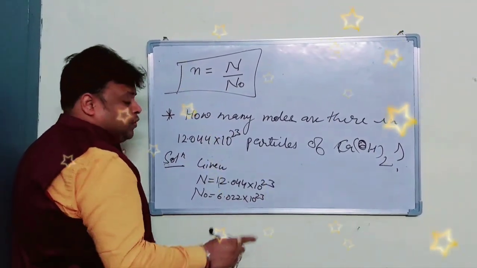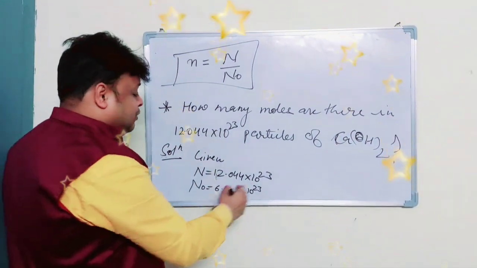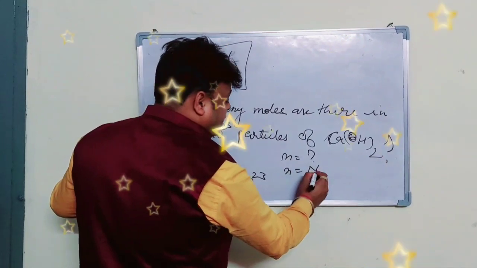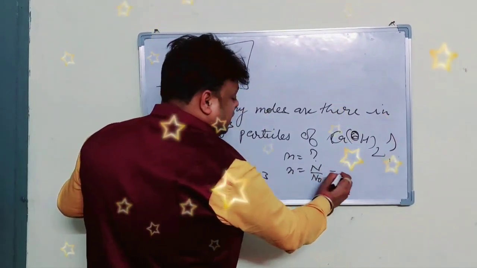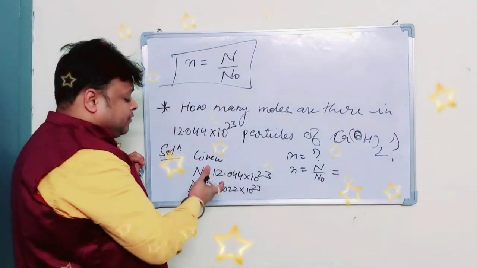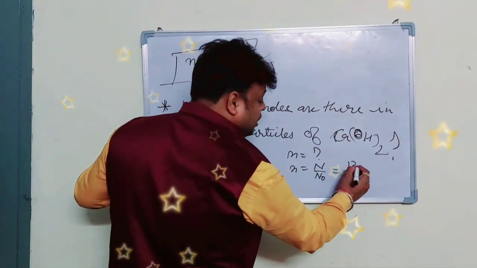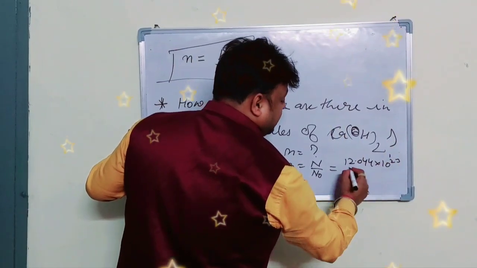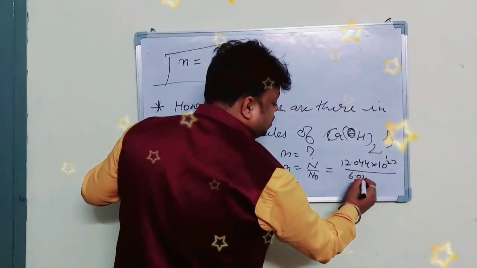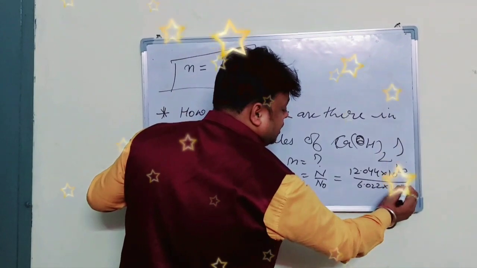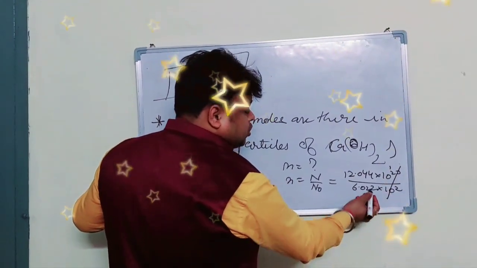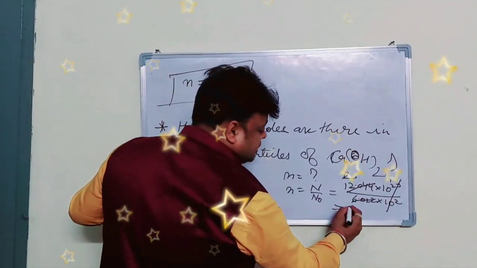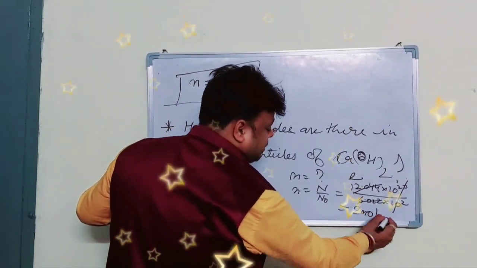Very good. Now putting in the formula, what we have to calculate? n is equal to question mark. Now n is equal to capital N upon N0. Simply you have to write down the units and the values which are given. That is 12.044 × 10^23 upon 6.022 × 10^23. The power cancels with the power, divide these and the answer will be 2. So the answer is 2 moles, right?